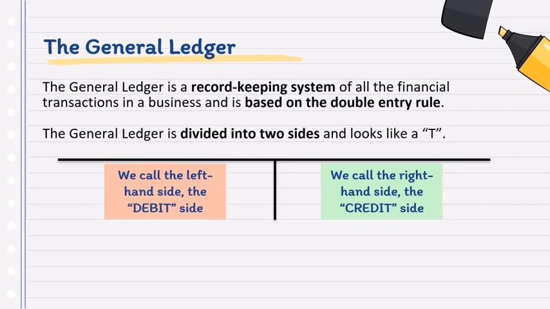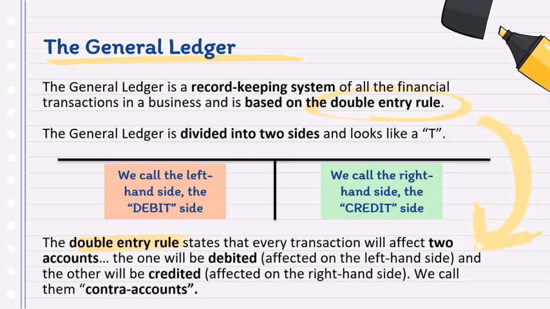Now, the double entry rule says that every transaction will affect two accounts. One of the accounts will be debited. In other words, one of the accounts will be affected on the left side of the T, and the other account will be credited, or affected on the right side of the T. And these two accounts that go together are called contra accounts.